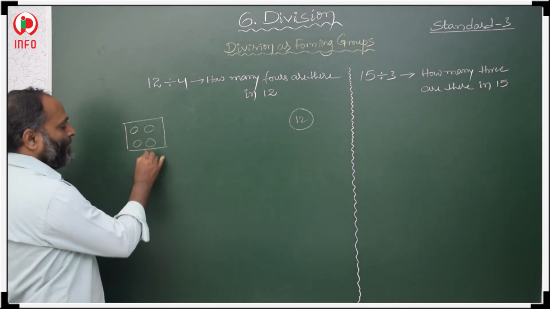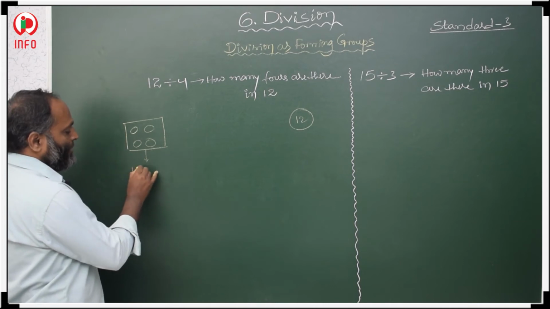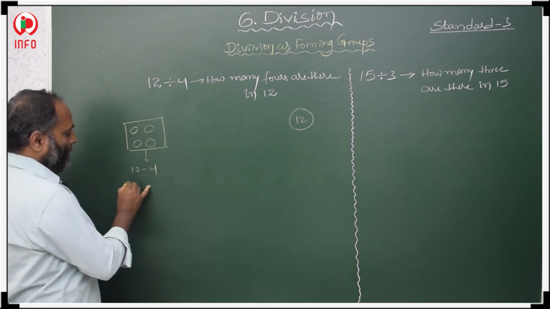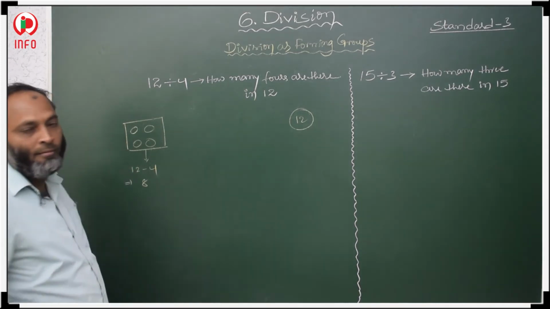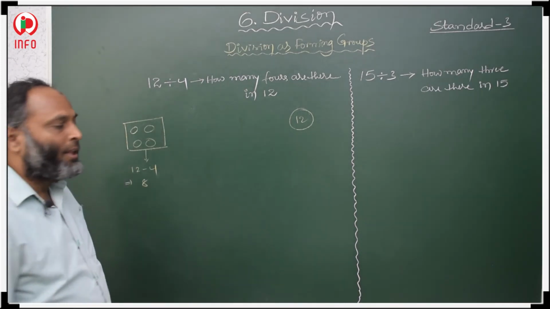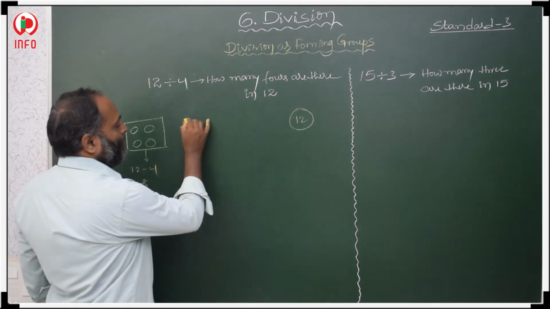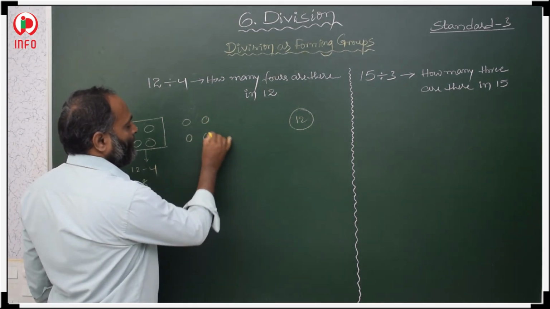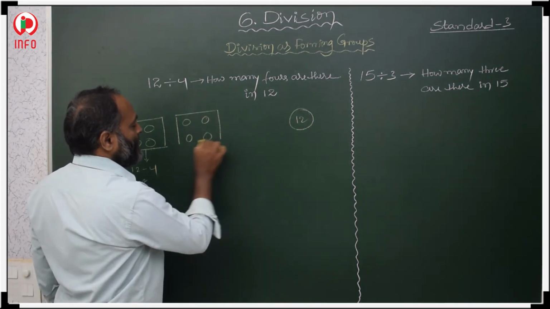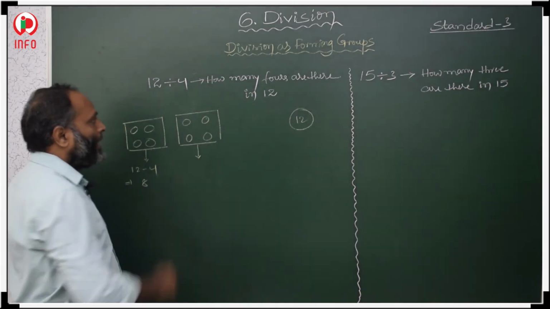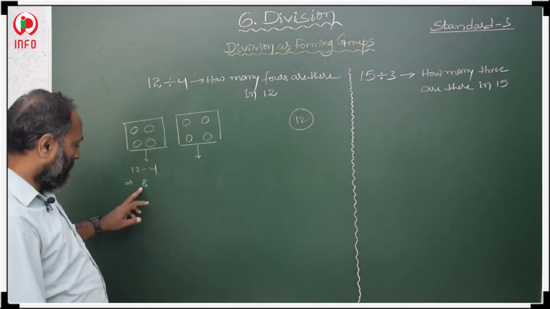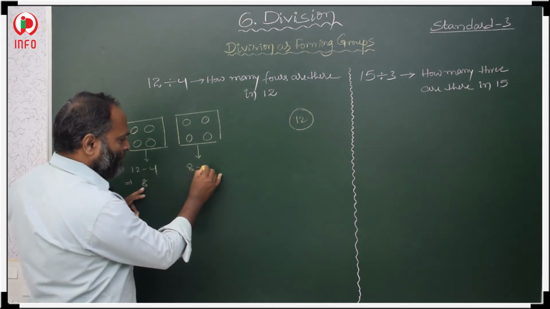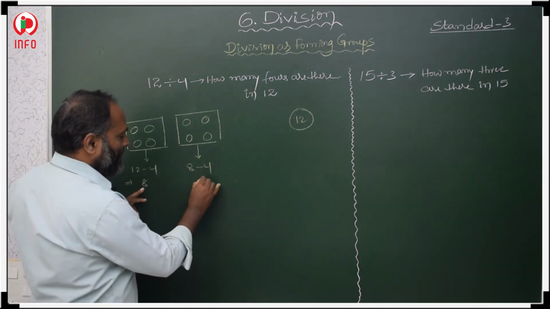In this 12, how many did I take? 4. It means 12 minus 4. So then how many are left? 8. 8 left. Then after that again I want to take 4s. 1, 2, 3, 4. Okay, 4 circles. This is the second group. Then from this 8, again I took 4 circles. Then how many circles are left here? 4.